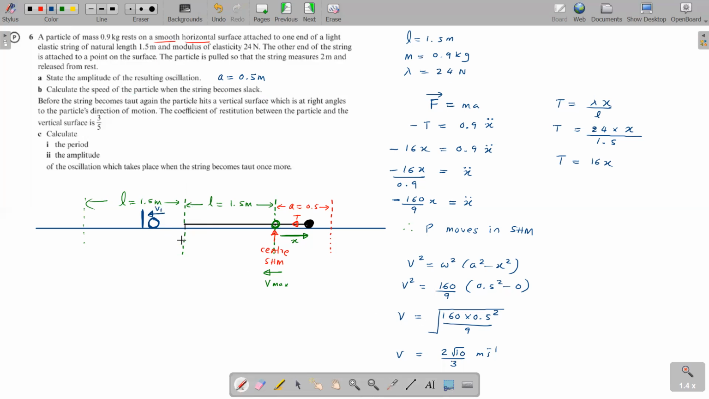And after you hit the wall, what's going to happen? You're going to rebound and it's going to move with a different velocity, isn't it? So let's say V and W. W is the speed of rebounding. I'll use it like this. Are you with me? So V is the speed of hitting the wall and W is the speed of rebounding.